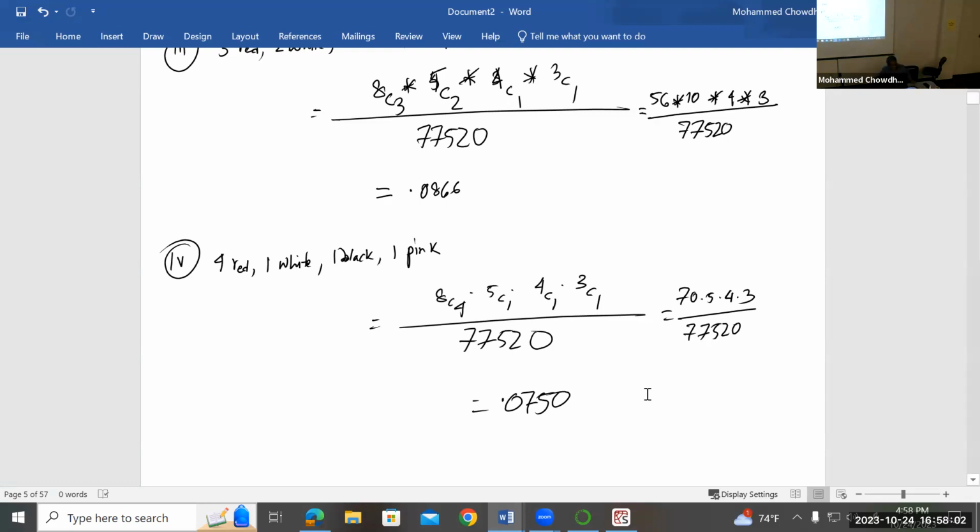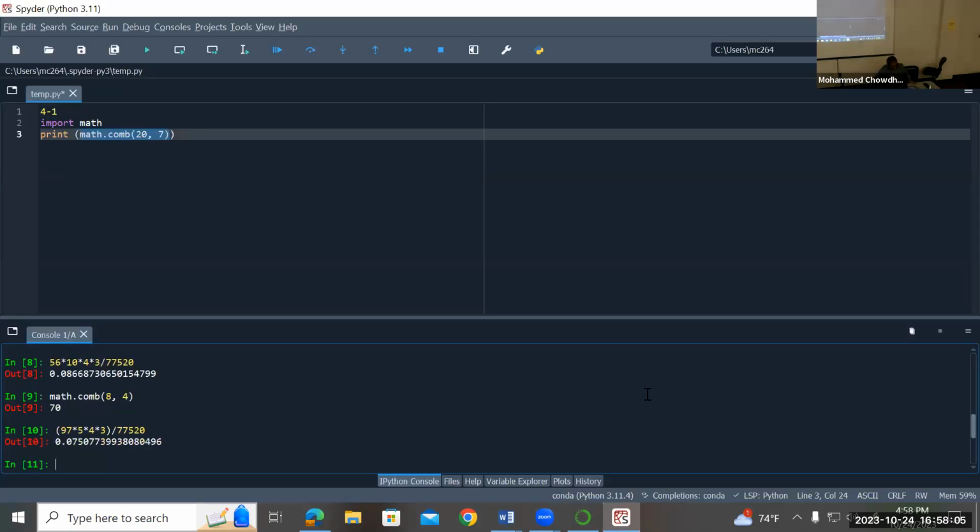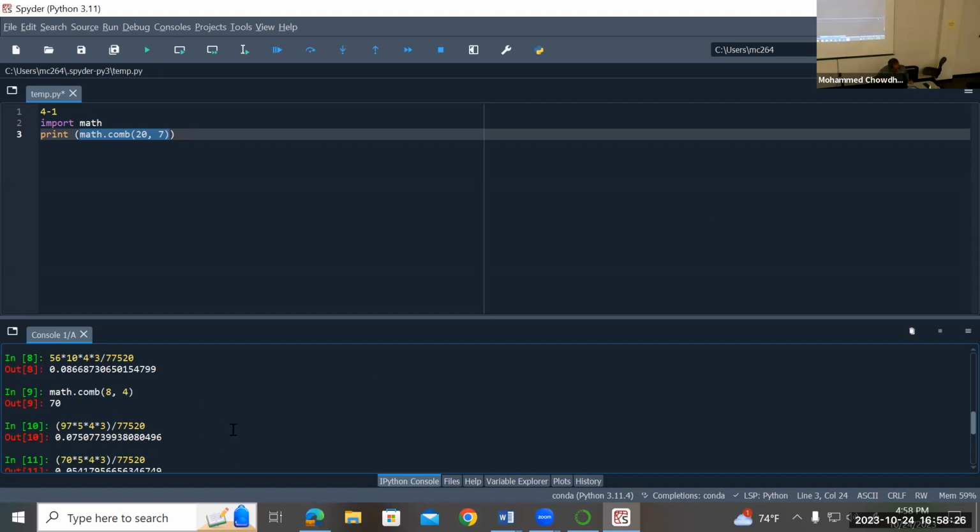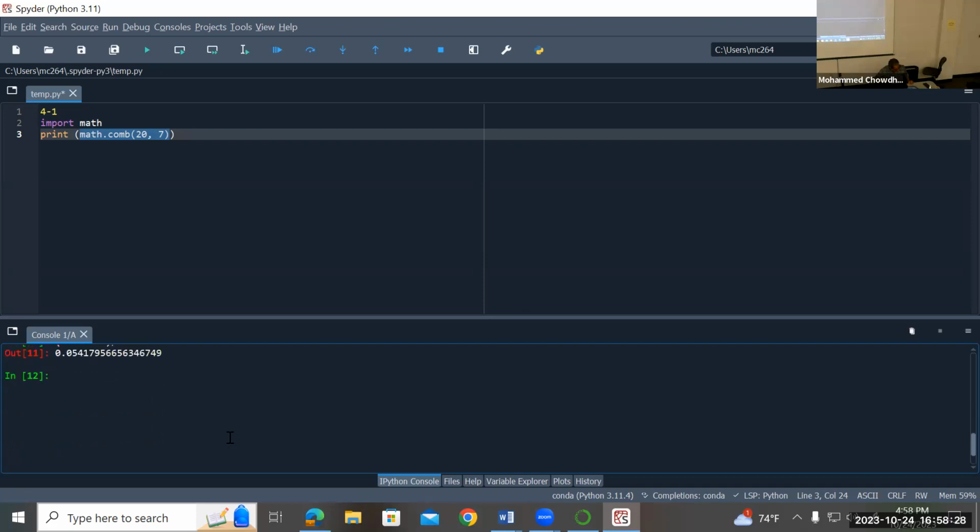Go back to the question. Here. Oh, 97. Why did they put 97? It should be 70, right? Oh, I know now why there is 97, because when I press on the parenthesis sign, 9 appears. Okay.